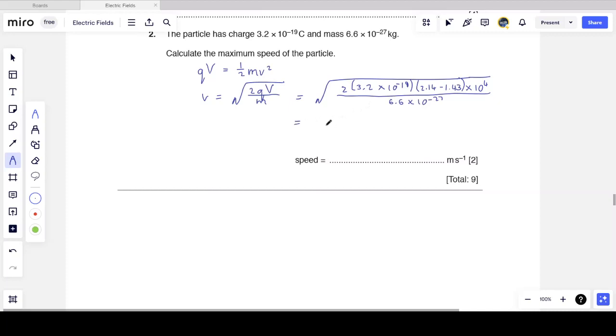And what I get is the speed of this particle is 8.30 times 10 to the power 5 meters per second. Or to two significant figures, 8.3 times 10 to the 5 meters per second. And so when answering a question like that, always make sure to look for the potential difference between the highest and the lowest potential, and that will result in the maximum speed of the particle anywhere between two spheres of charge.